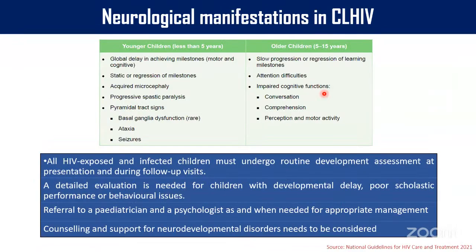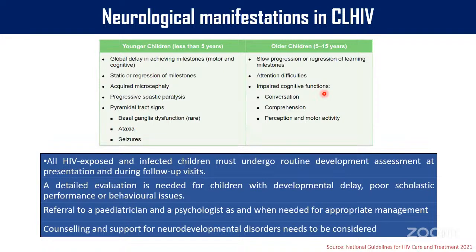A younger child may present to you with global developmental delay, maybe a regression of milestones, acquired microcephaly, spastic paralysis, pyramidal symptoms, basal ganglia dysfunction, ataxia, seizures. Whereas an older child may present with a slow, indolent progression or a regression of learned milestones, attention deficits, impaired cognitive functions, comprehension, and perceptions.